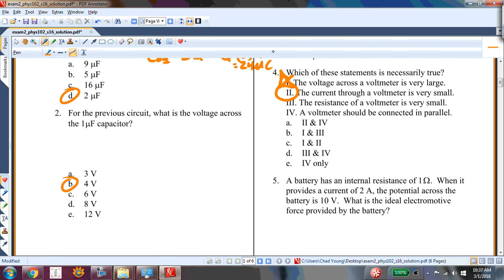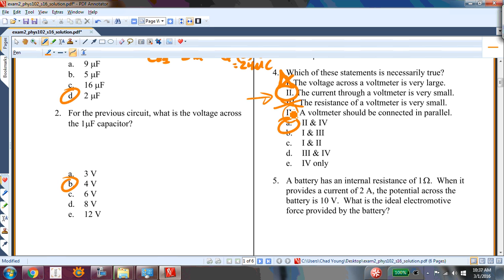The current through a voltmeter is very small. That is true. The resistance of a voltmeter is very small. That's not true. In fact, the resistance of a voltmeter is very, very large. That's why you have such a small current going through it, because the resistance is so large. And a voltmeter should be connected in parallel. That is true. So 2 and 4. A is the right answer.